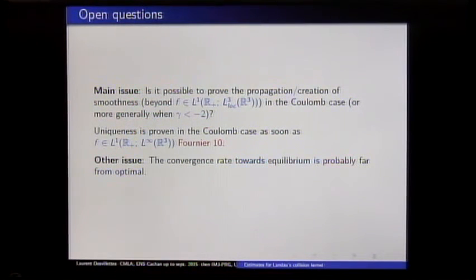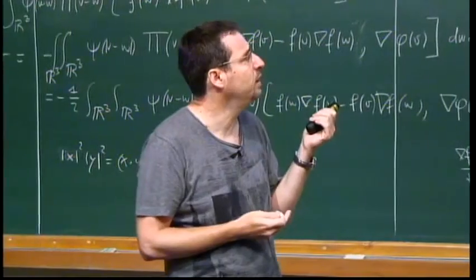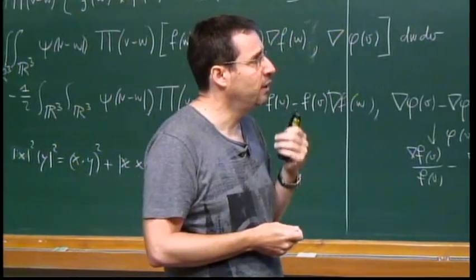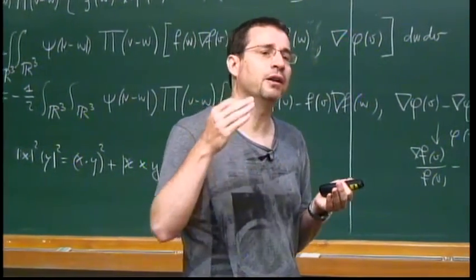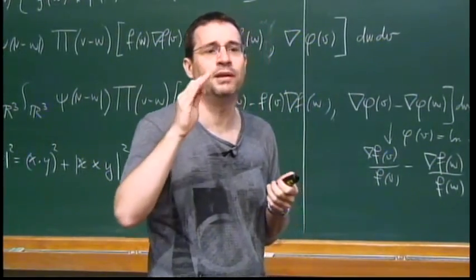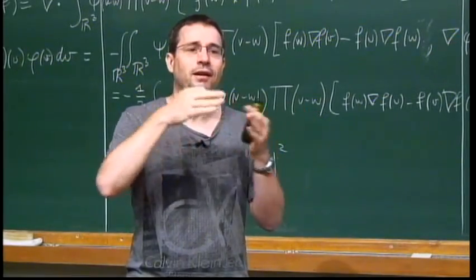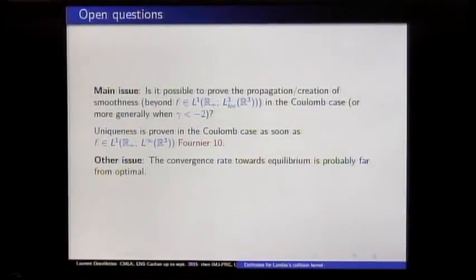Another issue, which is maybe a little less important, is that if you look at the linearized theory, you can guess what is the optimal rate of convergence towards equilibrium. And actually, it's not exponential in that case. This has been known since, I think, the works by Caflisch in the early 80s. But it's still much better than exponential of minus t to the 1 divided by 7. So it should be something like exponential of minus t to some power which is intermediate between 1 over 7 and 1. And we have no real idea now how to improve what we know.